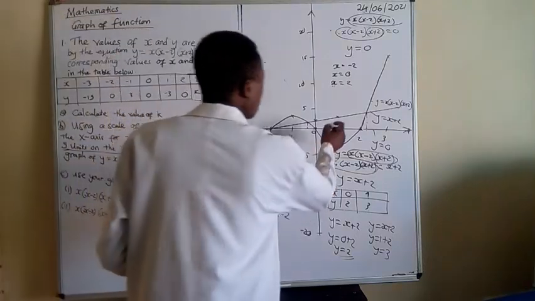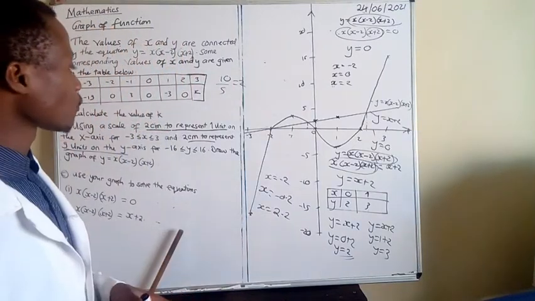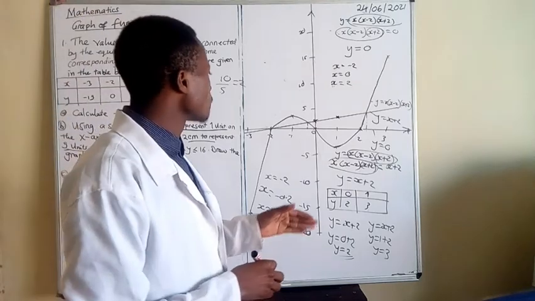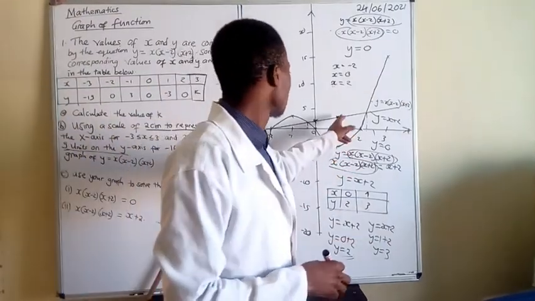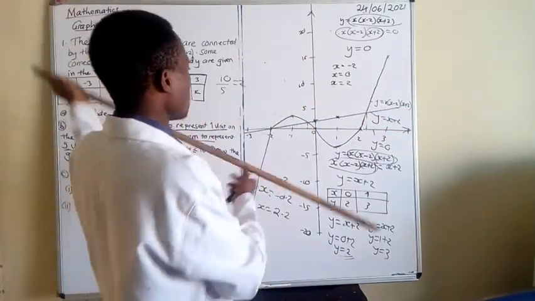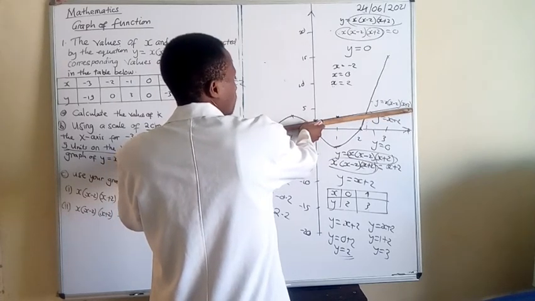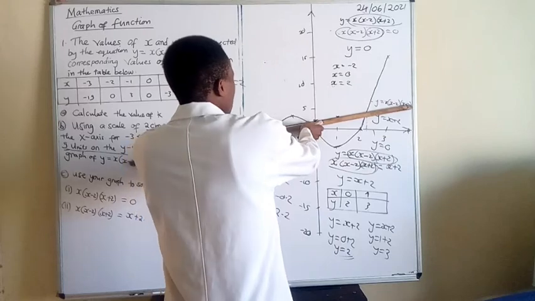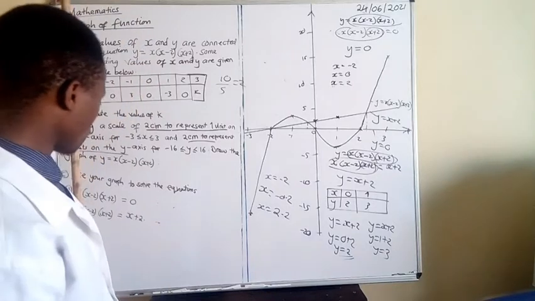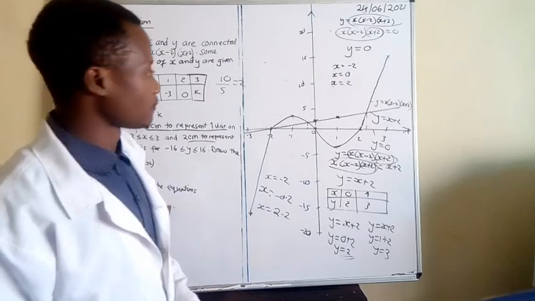Then I have to join these 2 points using a straight line. By using the ruler, you join those 2 points. Make sure that you satisfy the whole graph. You're not supposed to draw a line from there to there. No, satisfy the whole graph. So this line came about after I joined these 2 points using a ruler. After drawing that line, it should have a name or its function.